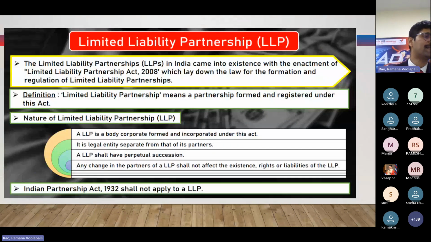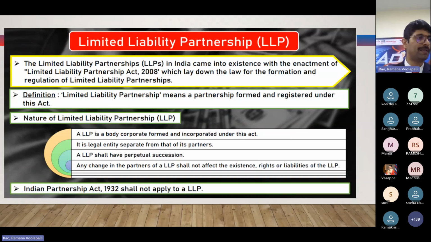And let us try to understand another phase of partnership, which we can almost call a combination of a corporate and a partnership. Whatever benefits are there in the corporate as well as the partnership are brought together. A new law has been enacted, called the Limited Liability Partnership Act. The Limited Liability Partnership Act in India came into existence with the enactment of the Limited Liability Partnership Act 2008.